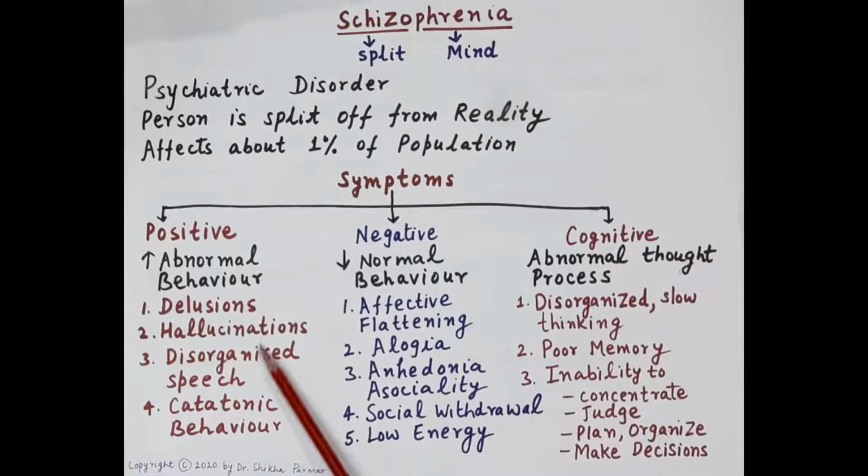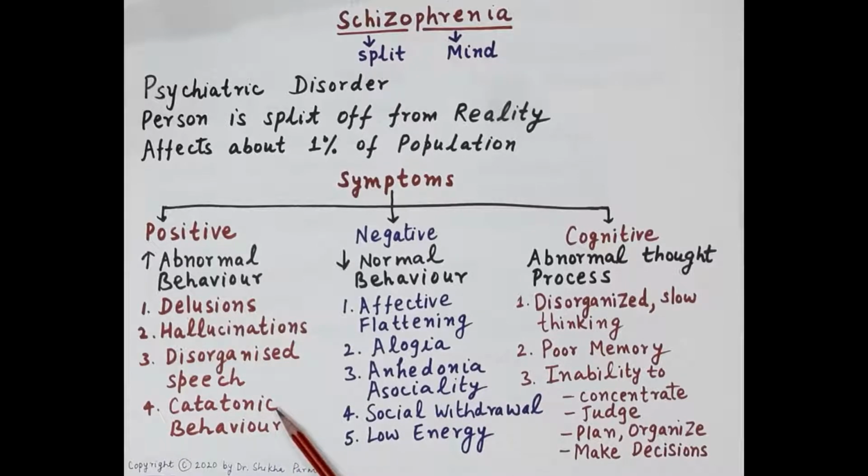So, positive symptoms constitute the abnormal behavior. Now, the symptoms under the positive symptoms are delusions. Delusions refers to strongly held false beliefs. Then hallucinations. Hallucinations are the false perceptions. These are the false sensations. These false sensations can be visual, auditory, olfactory, gustatory, or tactile. Next important cardinal feature is the disorganized speech. There is word salad. There is no link between the thoughts and the speech.